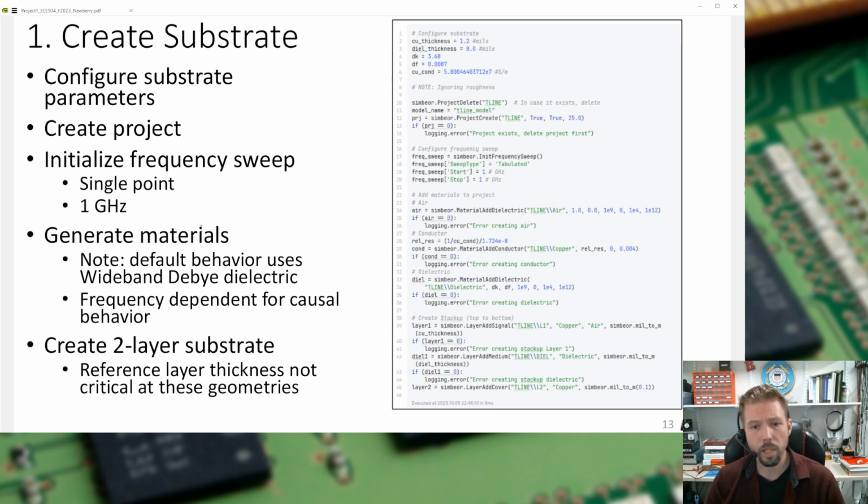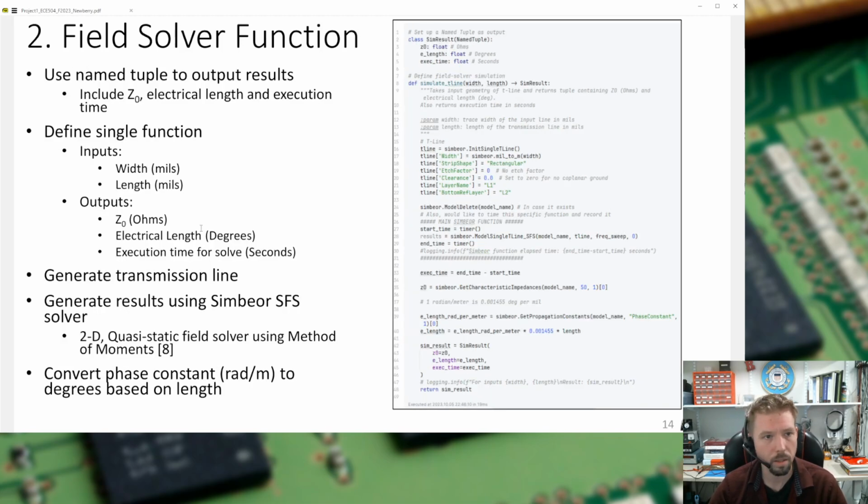So here in this first section of the code, I configured the substrate parameters. I initialized the project. The frequency sweep, it wasn't a sweep. I did a single 1 gigahertz point, generated the materials. Also important to note, this project uses a wideband Debye causal dielectric model rather than a flat non-causal model. Now that may not particularly have an impact on today's project, but if you were going to do wideband work, you would want to make sure that your dielectric model is frequency dependent for causality. And then in this section of code, I created the 2-layer substrate. The reference layer thickness is unimportant at this geometry, but the trace thickness is.